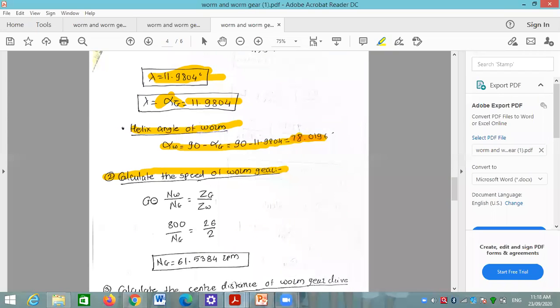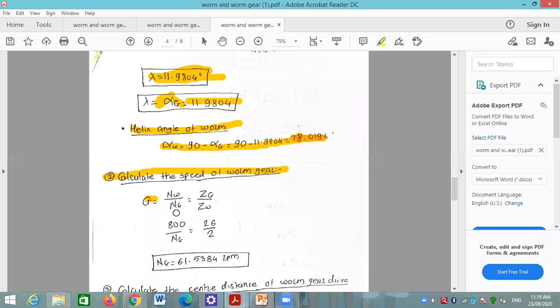Gear ratio G is equal to speed of the worm divided by speed of the gear. Here we know that the worm is small in size and the gear is large in size. Therefore, the speed of the worm is more and the speed of the gear is less. Therefore, NW divided by NG is equal to ZG divided by ZW.